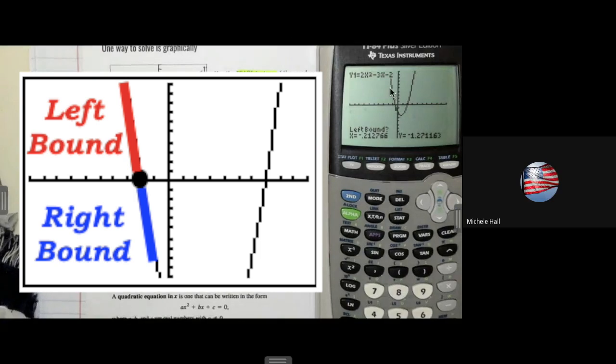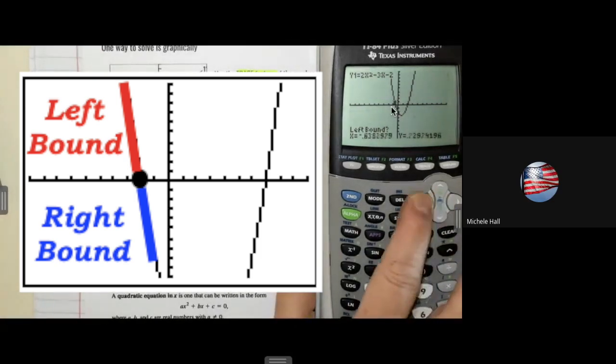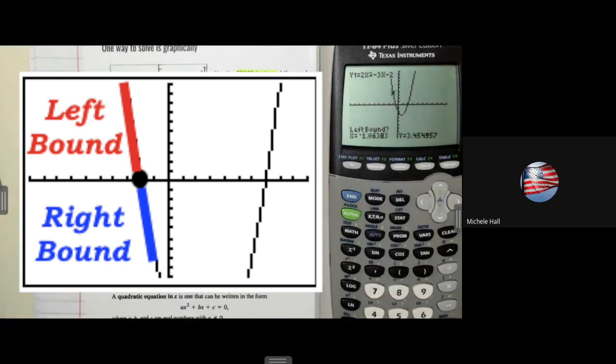I'd have to be on the top part to be on the left side of it. So I go over to be on the top. That tells me now that here's my x-intercept. Where's my cursor? My cursor is to the left of this x-intercept. Once you're on the left side bound, you hit enter.